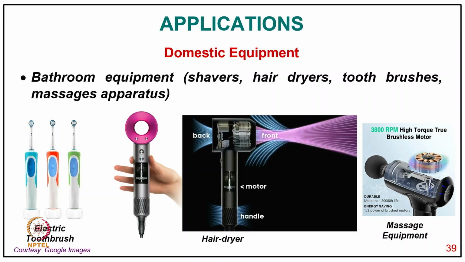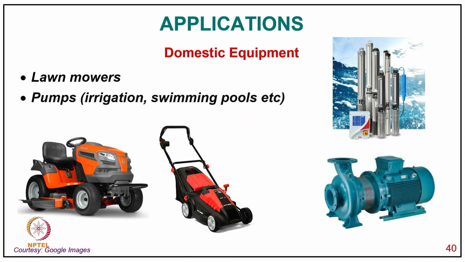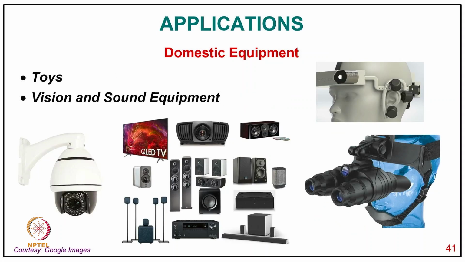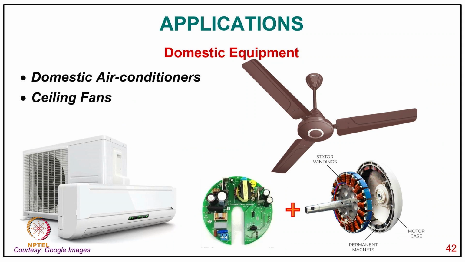I mean the photograph and how the equipment is there. Then domestic equipment like lawn mowers, pumps for irrigation, swimming pools. As you can see, typically the motor on the right side with the submersible pump, and the lawn mowers. Then domestic like toys and visual and sound equipment. Then domestic air conditioner and ceiling fan.